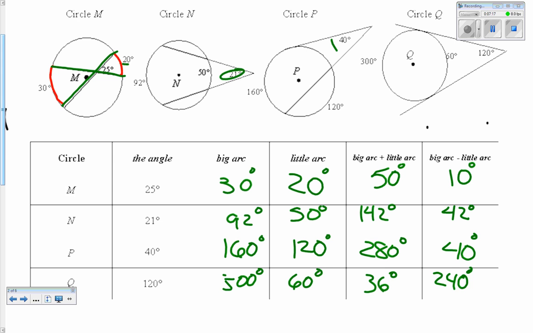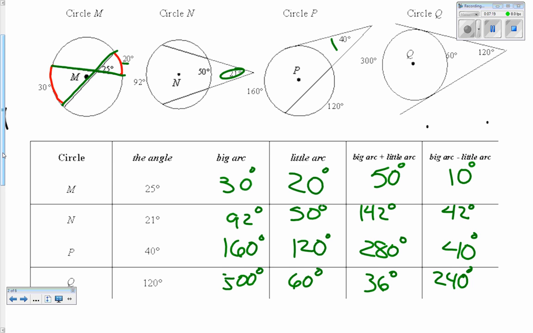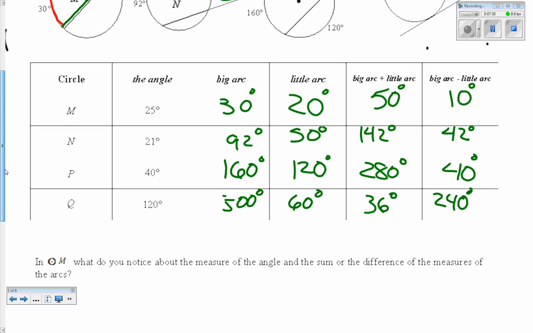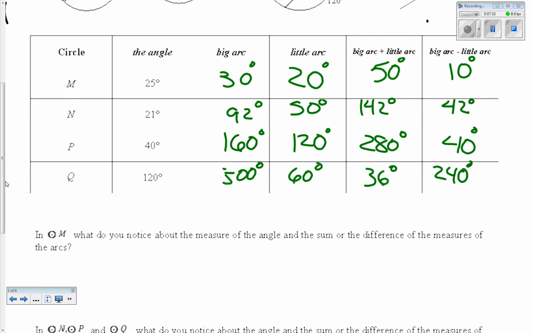All right, so we just filled in our chart looking at two different arcs. Now, if you notice, sometimes there's angles here inside the circle and outside, and we're going to talk about what that means and how to get that information. So let's fill in some questions. The question says, in circle M, what do you notice about the measure of the angle and the sum or difference of the measures of the arcs? So circle M, the measure of the angle is 25. And how is that going to relate to the sum and the difference of the measures of the arcs?